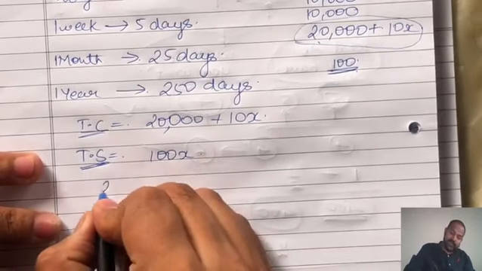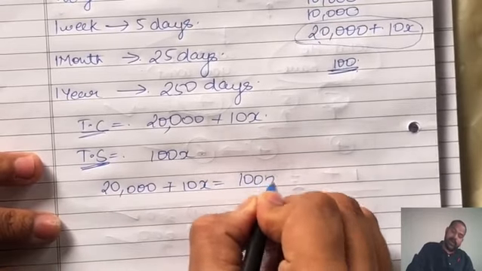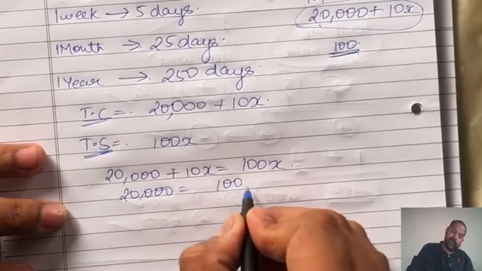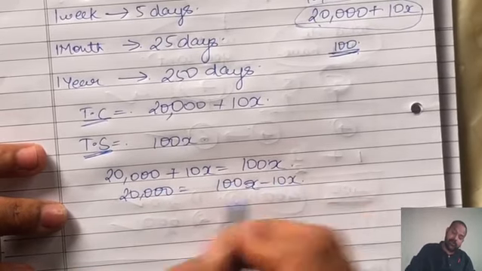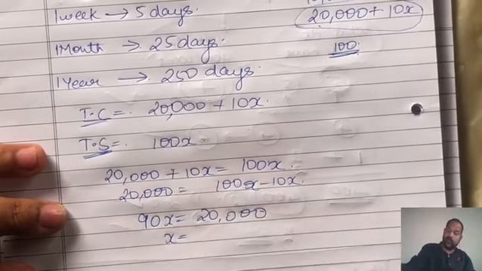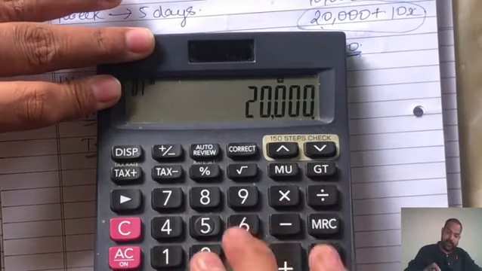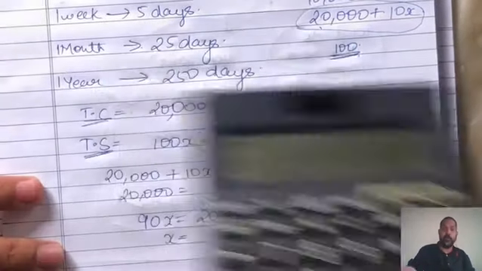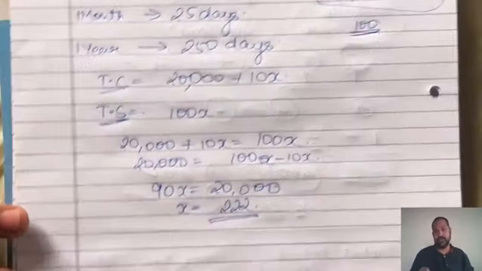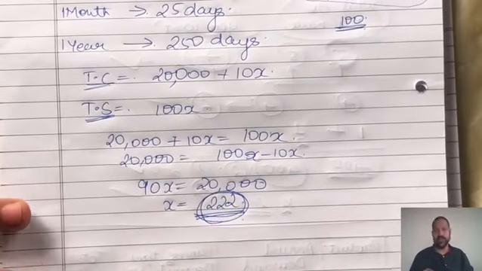So I will say that the total cost of 20,000 plus 10x is equal to 100x. Take the 10x to the other side. 20,000 is equal to 100x minus 10x. So 90x is 20,000, or x is 20,000 divided by 90. What is 20,000 divided by 90? 222.2222. So 222.22 I am writing. What does this mean? If I make 222 units, my total cost and total sales will be the same.